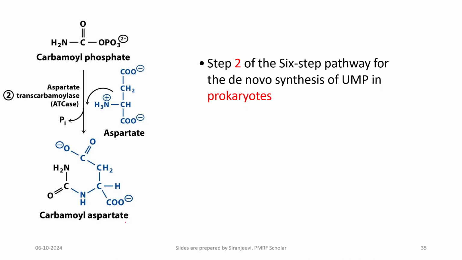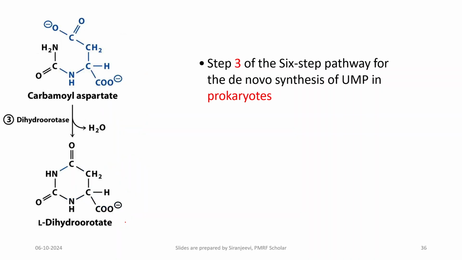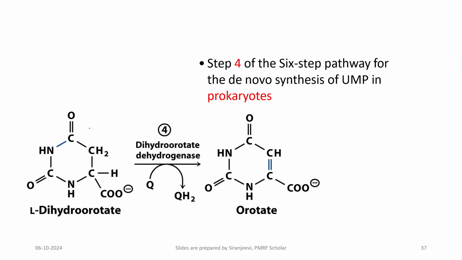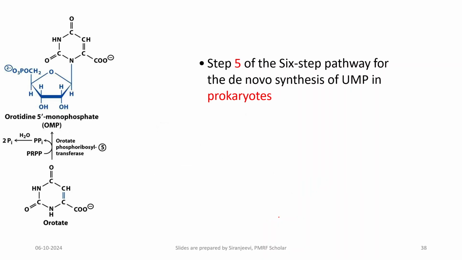aspartate. So the carbamyl aspartate, from step 2, will be converted to L-dihydroorotate in the presence of dihydroorotase enzyme, where one molecule of H2O will be removed from the system. In the next case, this L-dihydroorotate in the presence of dihydroorotate dehydrogenase, finally orotic acid will be formed in the fourth step. From the fourth step, orotic acid will be converted to orotidine 5' monophosphate in the presence of orotate phosphoribosyl transferase.